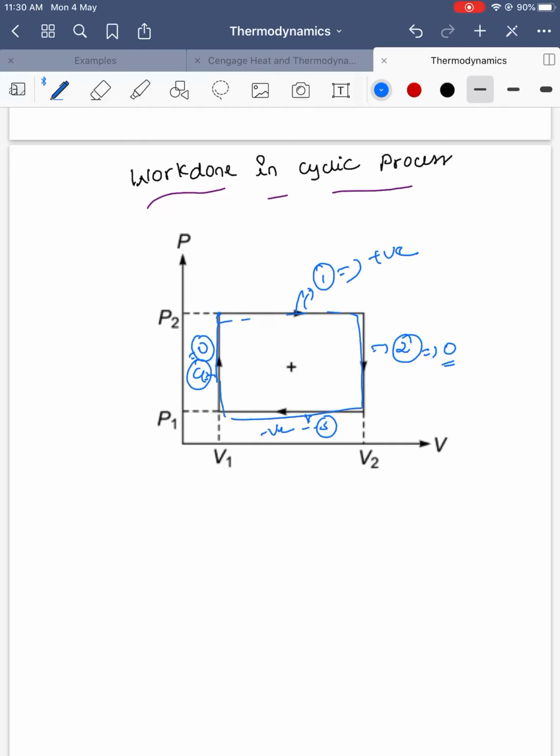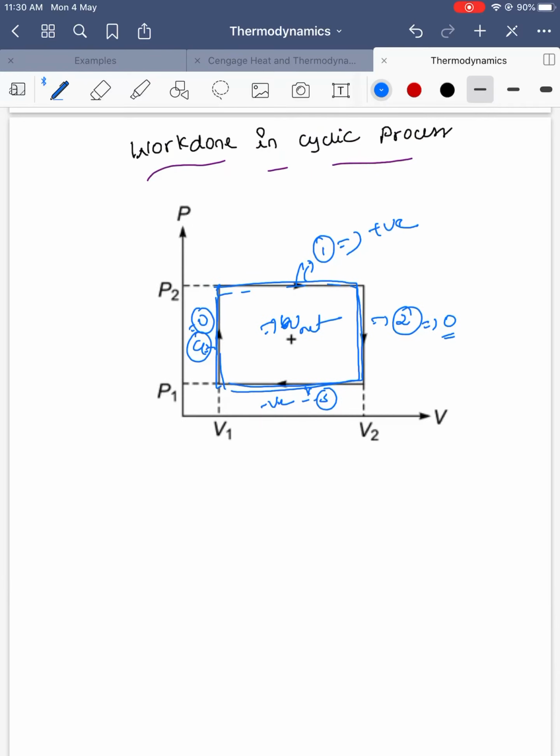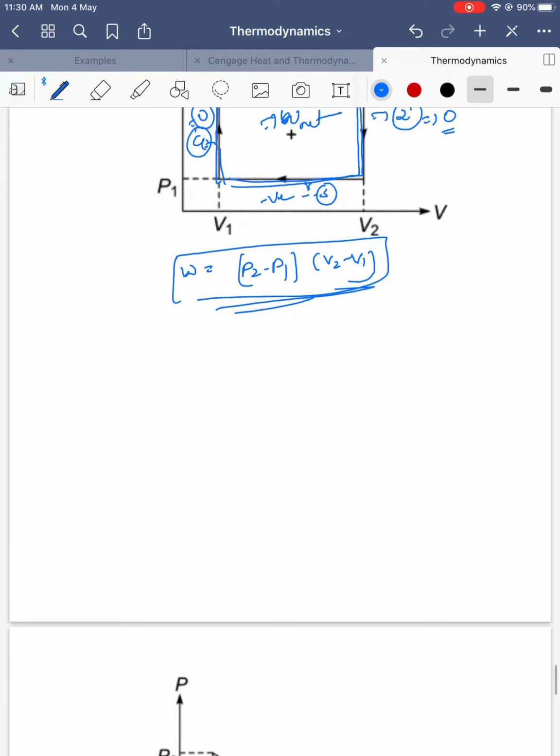So this is a cyclic process. Net work done is nothing but the area under the total curve. So whatever is within this curve will be the net work done. Okay, let's go to the other question. What is the work done? Length into width, P2 minus P1 into V2 minus V1, is actually the net work done. Let's go to the other question.